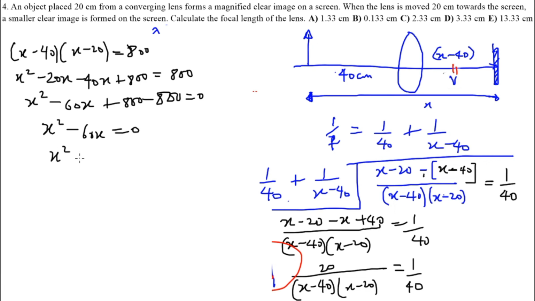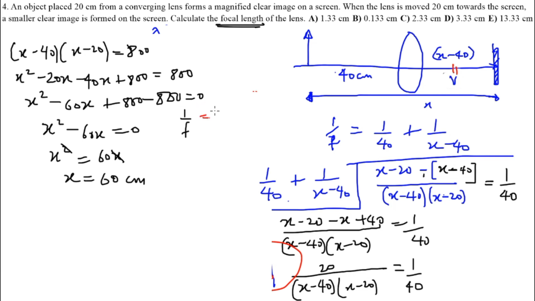That means x squared equal to 60x. So this can actually cancel out this, and it will mean that x is equal to 60 centimeter. But that's not the answer. x is not what they ask us to find. The question says calculate the focal length. So to find the focal length, I need to use 1 over f.